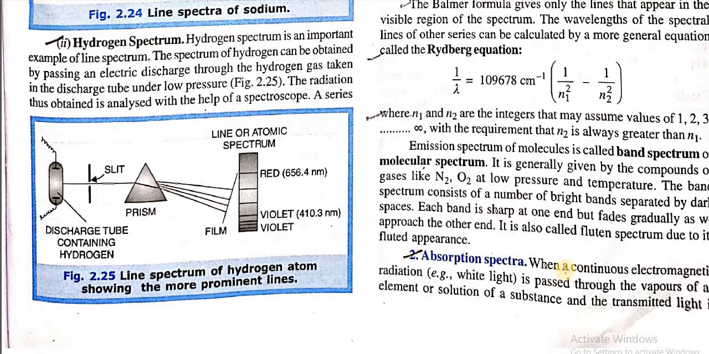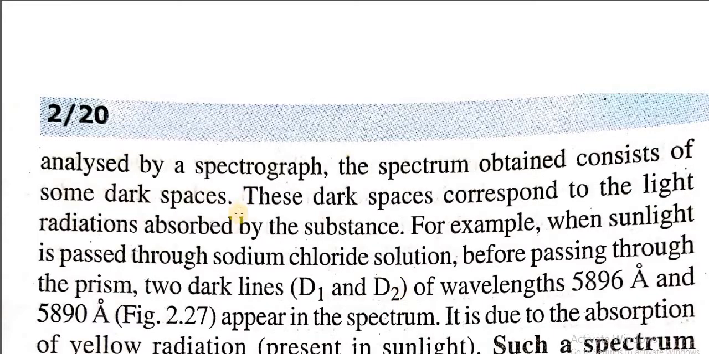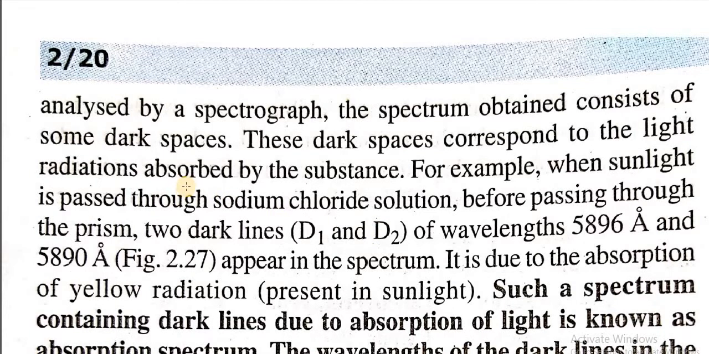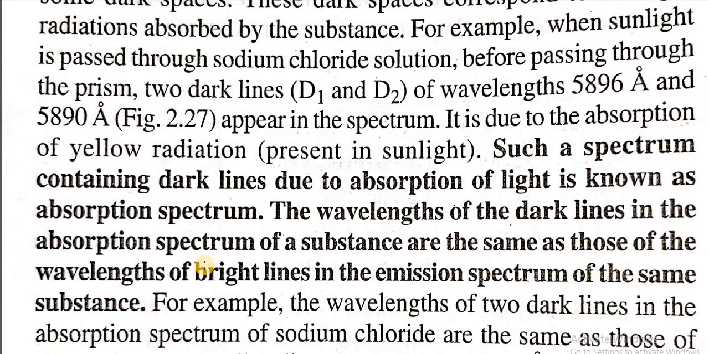Next we have absorption spectrum. We'll come once again to this Rydberg equation. Absorption spectrum: when a continuous electromagnetic radiation, that is white light, is passed through vapors of an element or a solution of a substance, and the transmitted light is analyzed by a spectrograph, the spectrum obtained consists of some dark spaces. These dark spaces correspond to the light radiations absorbed by the substances. Such a spectrum containing dark lines due to absorption of light is known as absorption spectrum.